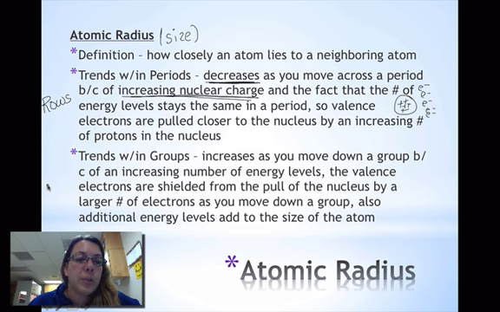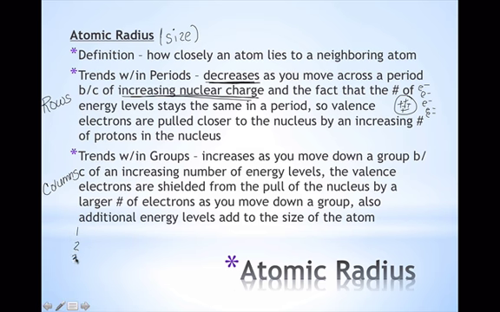Trends within groups, those are your columns. As you go down a column in the rows, we know that this would have a nucleus in 1 energy level. This has a nucleus in 2 energy levels. This has a nucleus in 3 energy levels. So you're going to get larger atomic radiuses as you move down because you're increasing the number of energy levels.